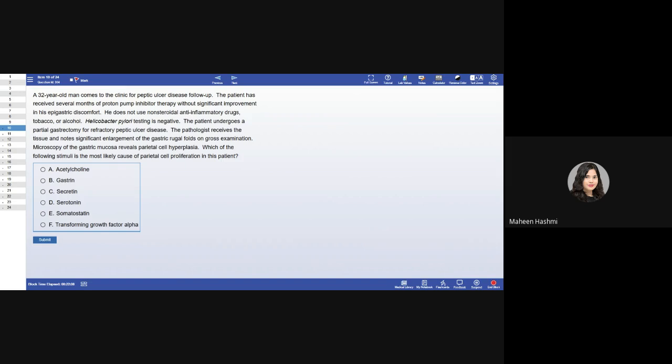All right. So this is the last question we are doing, and then I will be doing a rapid rewind of conditions. I will be throwing conditions at you, and I want you guys to diagnose them and give me the answer. Okay. So H. pylori testing is negative. The patient undergoes a partial gastrectomy for refractory peptic ulcer disease. The pathologist receives a tissue and notes significant enlargement of the gastric rugal folds on gross examination. Microscopy of the gastric mucosa reveals parietal cell hyperplasia. Which of the following stimuli is the most likely cause of the parietal cell proliferation in the patient?